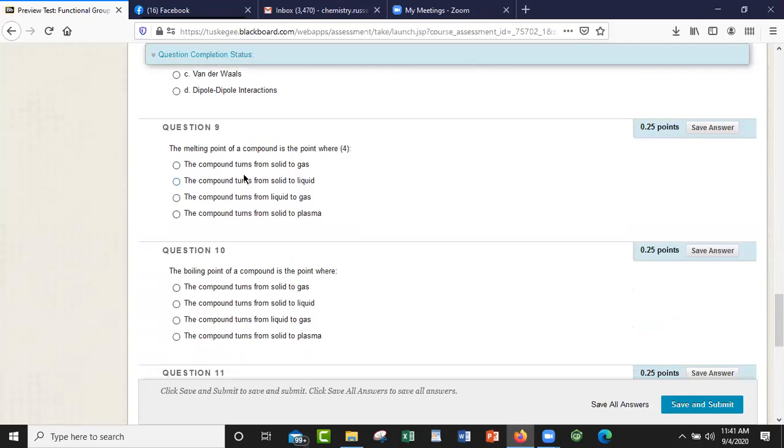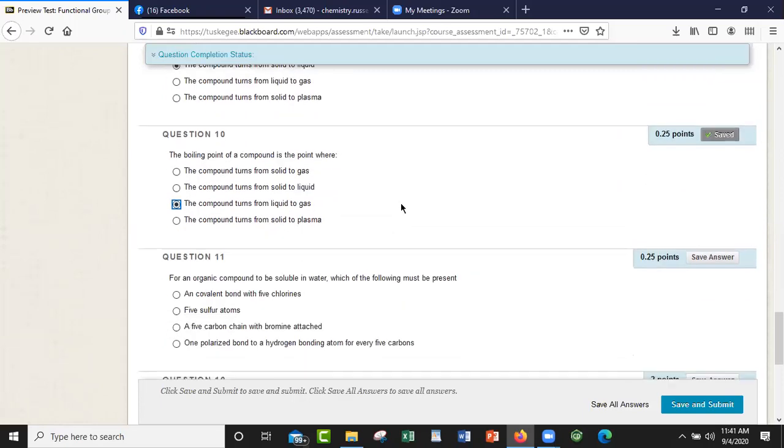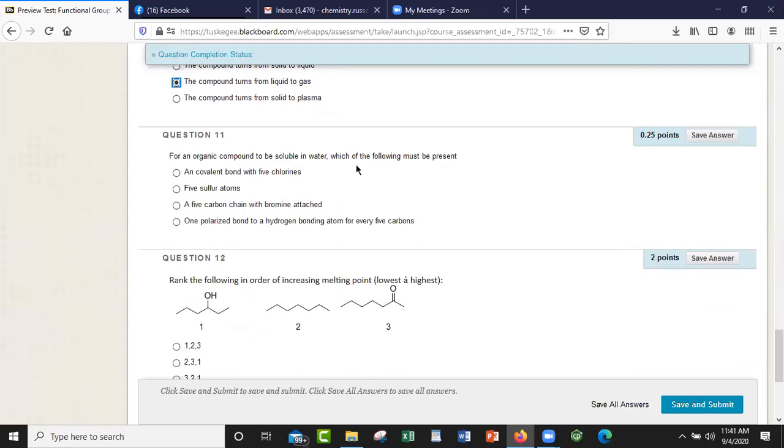All right. What's the definition of melting point? Everybody should be laughing at this question. Turn from a solid to a liquid. Great. And then boiling point? A is sublimation, right? It's from a solid straight to a gas, kind of like dry ice. That would be sublimation. For an organic compound to be soluble in water, which of the following must be present? D. Good. You need one polarized bond to a hydrogen bonding atom for every 5 carbons. All right. Any questions so far?